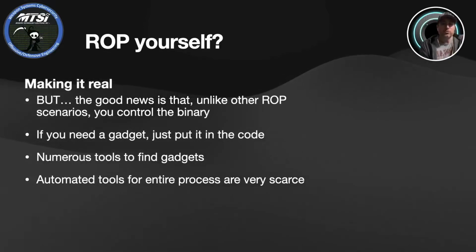There are numerous tools to find gadgets. We'll talk about them in the demo and here at the end of the brief. And there are some automated tools, but there's not a lot. This is still a very manual process trying to do this whole thing. And I'll show you how I tried to do some automation using scripting and Python during the demo.